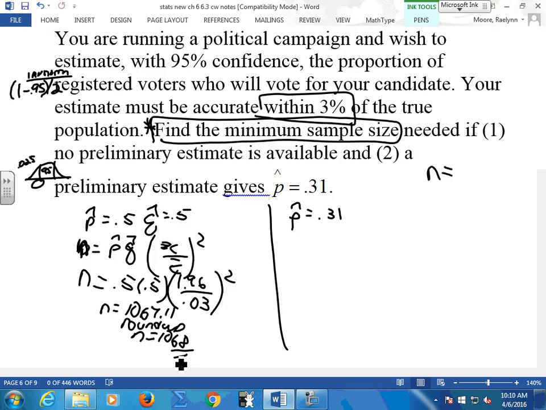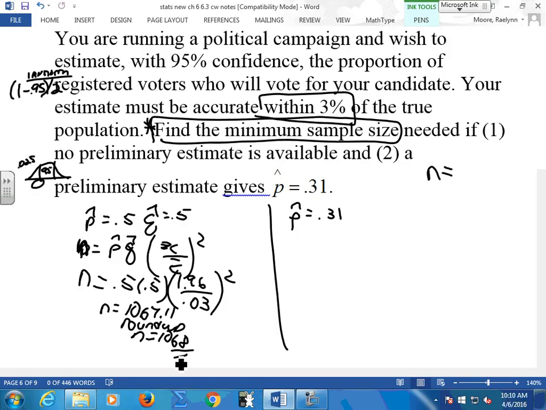Why is the p hat 0.5? Because at first they said, say you have no preliminary estimate. Say you've never done this before. I don't know who's going to vote for my candidate. So I'm just going to say 50% of people will, 50% won't. Then we're going to do it again.